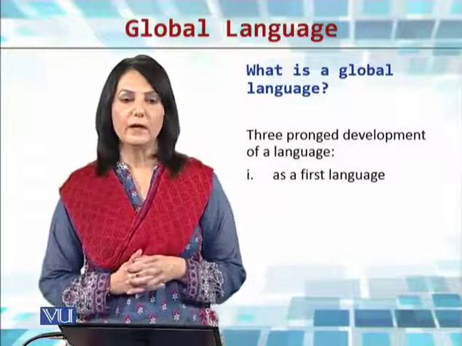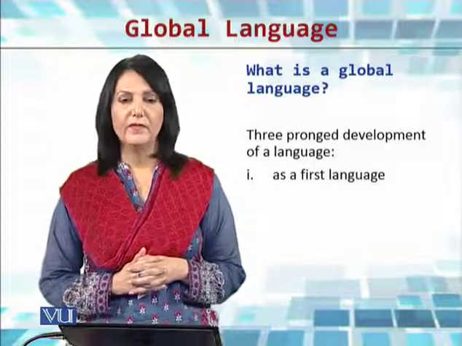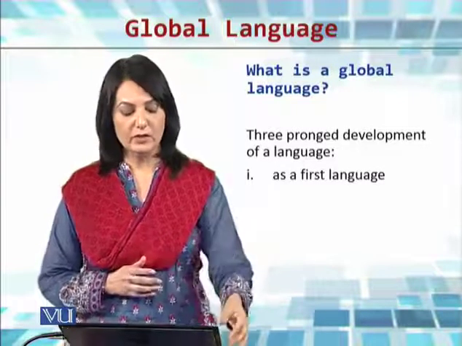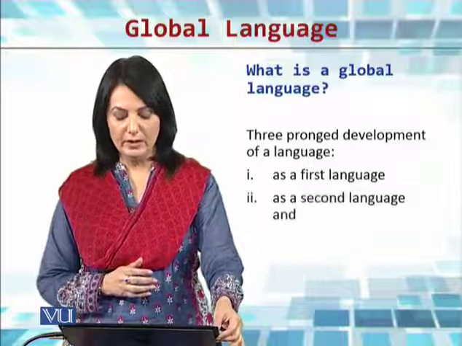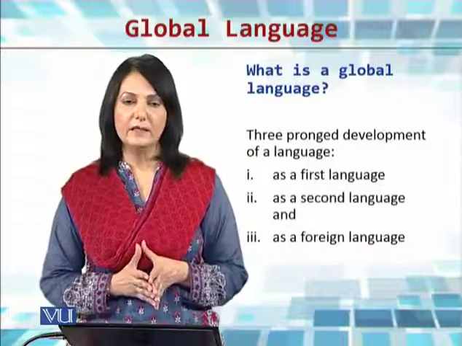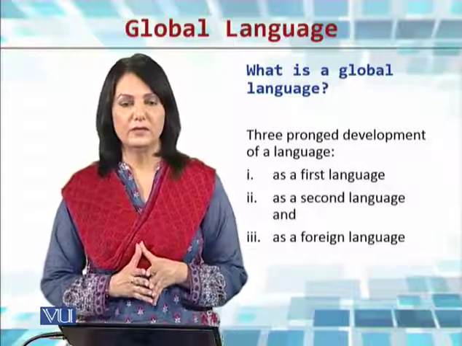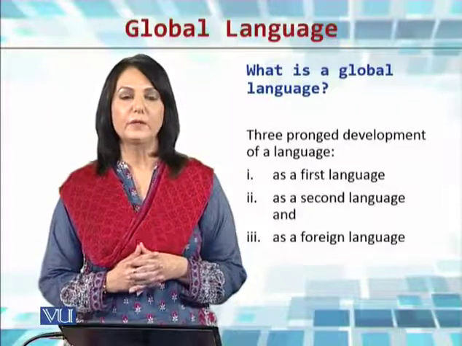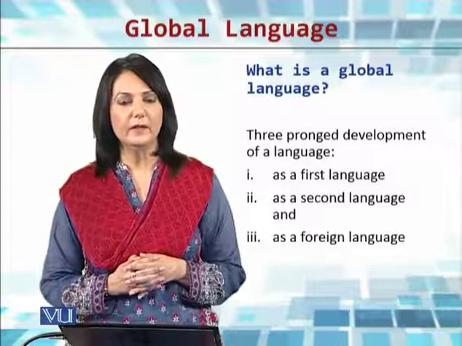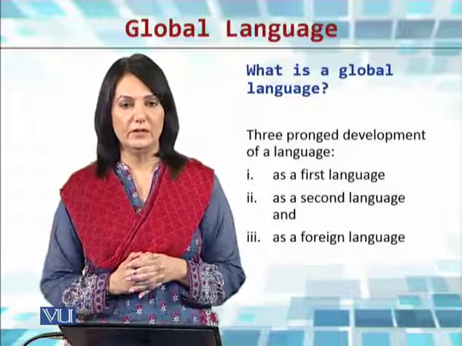So, a language goes through a three-pronged development. First, it develops as a first language, then as a second language, and then as a foreign language. It is inevitable that a language which has gone through these three stages of development will be spoken by more people in the world than any other language. English has already reached this stage.